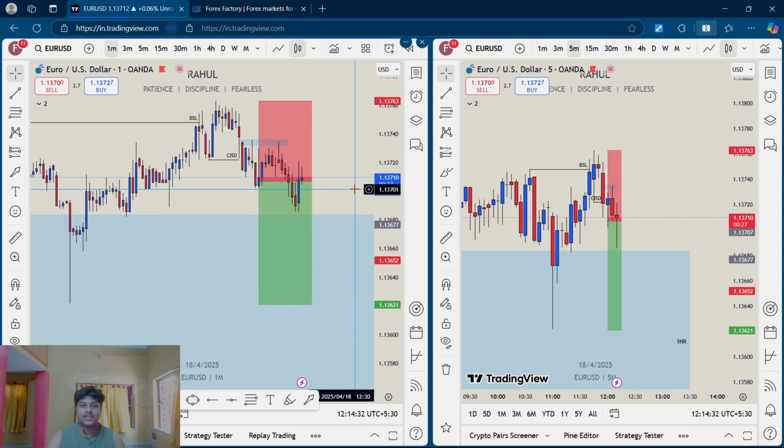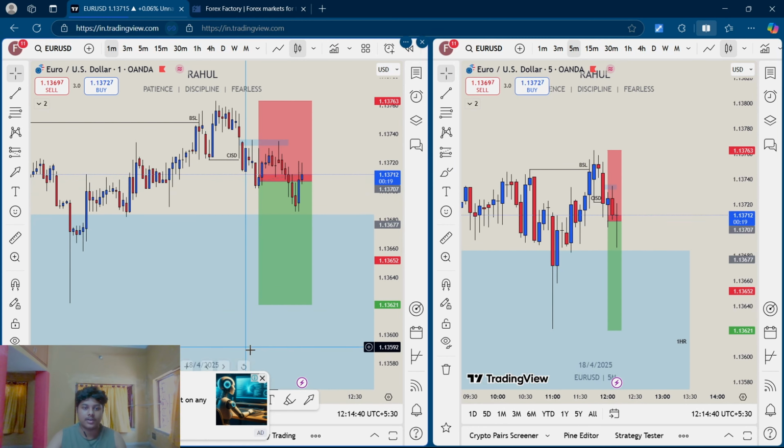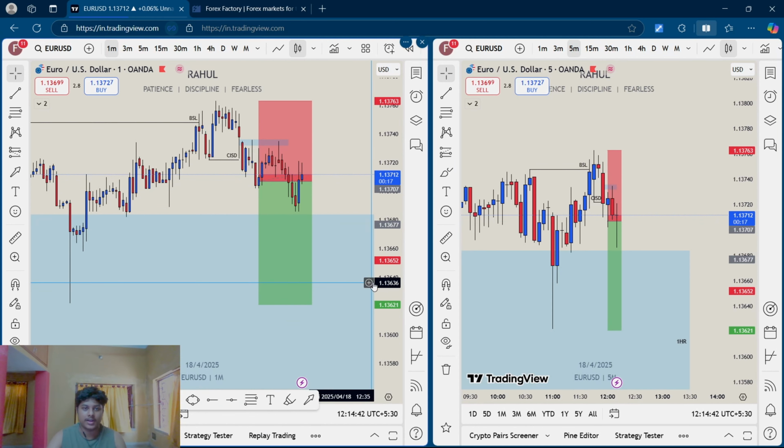I will just explain the trade right away. So I've just taken this trade. I'm letting you know today is a Friday. Whatever the trade outcome is, I will make sure to add it here.